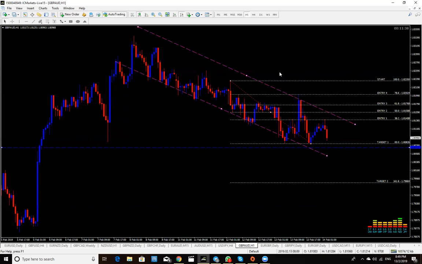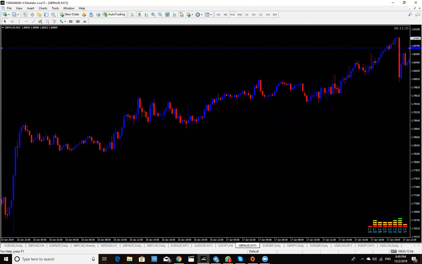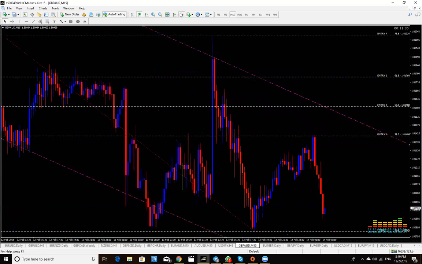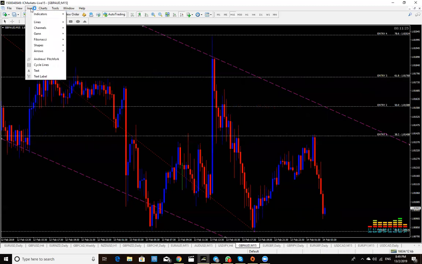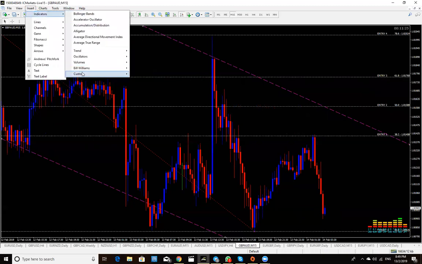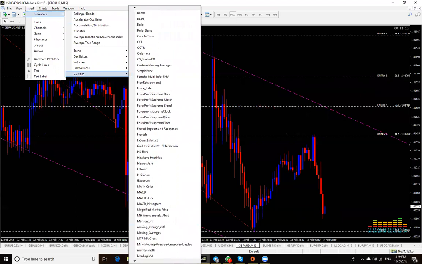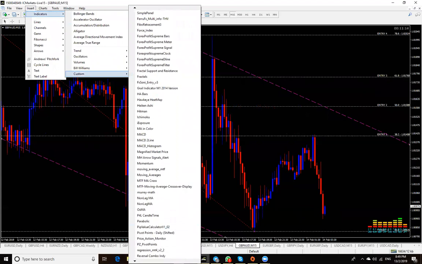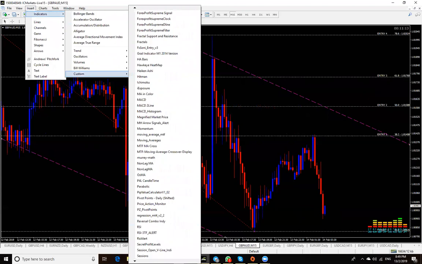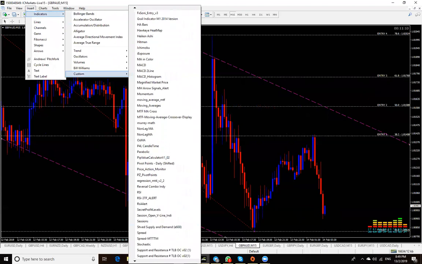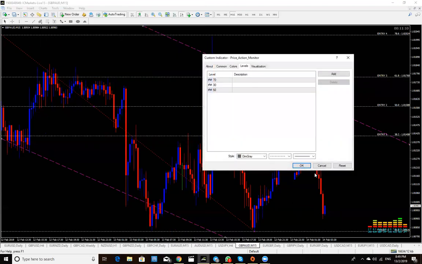You're patient, you wait for the corrective move, you jump in on that corrective move and get some pips. All right, so on the M15 chart now, we're going down to an area of support. What could we use? You could use the RSI, for those of you who like using the RSI. I keep it simple. I just use a price action monitor and a Fibonacci and a Bollinger line in combination with the price action monitor.